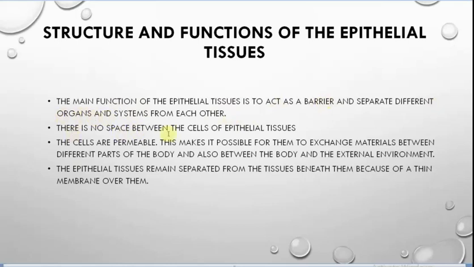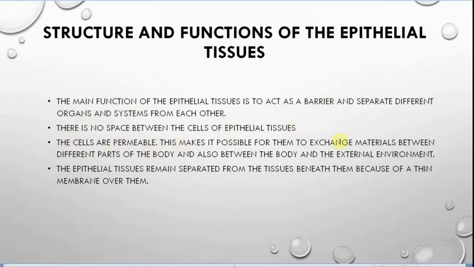Second, there is no space between the cells of the epithelial tissue. I hope you can understand the second point. The third one, the cells are permeable. That means they can allow essential substances to enter through them. That's why the term permeable is written here.